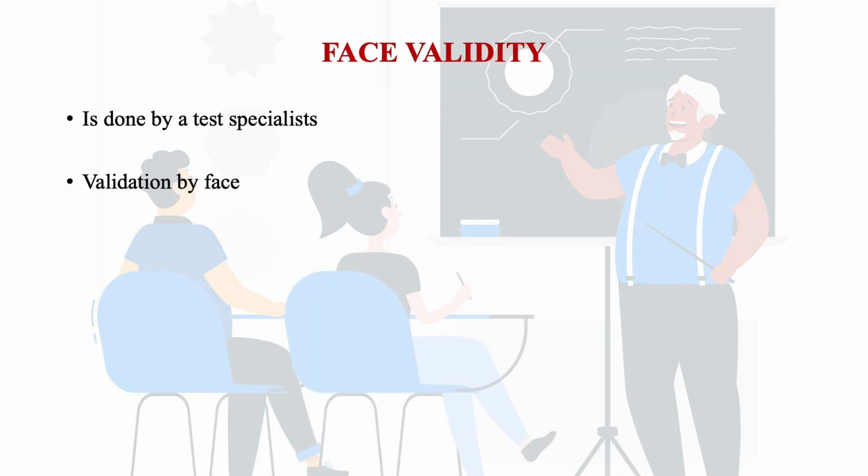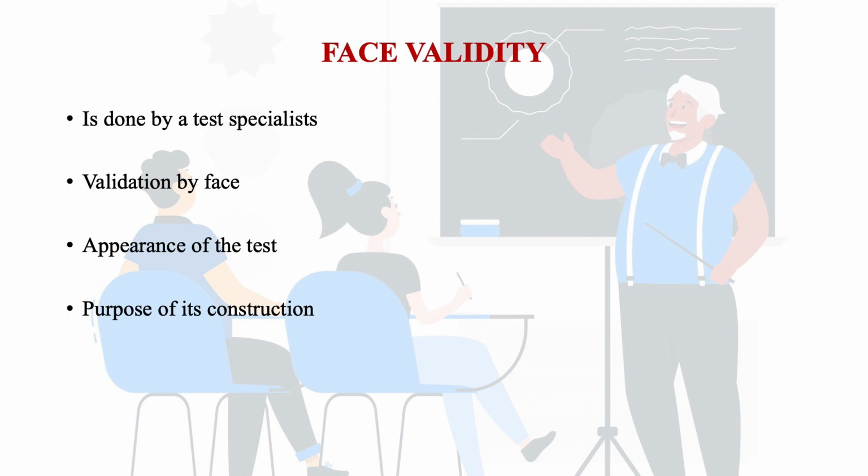the specialist or the subject experts say that yes, the tool looks like a tool of achievement or a tool of intelligence or a tool of aptitude, then you can say that your tool has face validity. So this validation process is done by face. That means by looking, without going through the detailed construct, without going through the detailed content of the tool, of the items of the tool, you can just establish the validity of the tool.